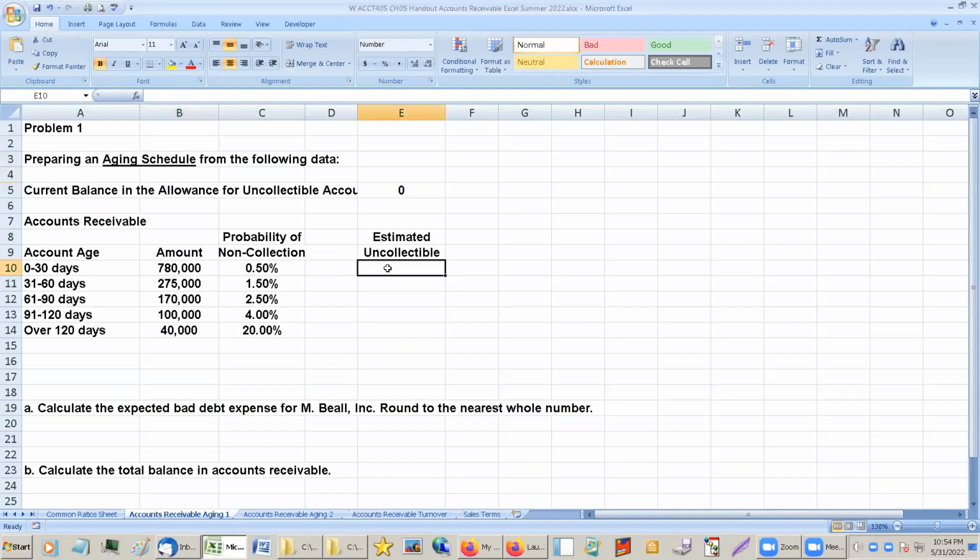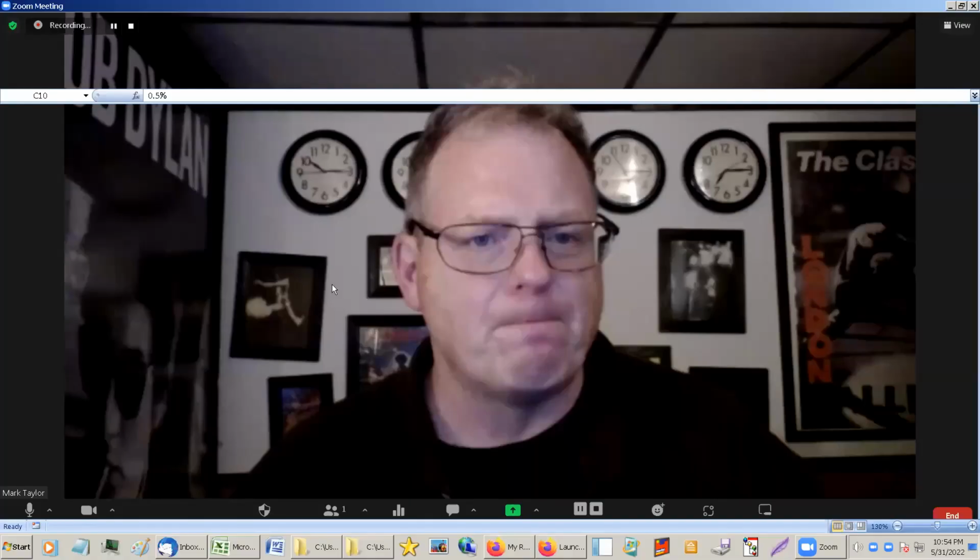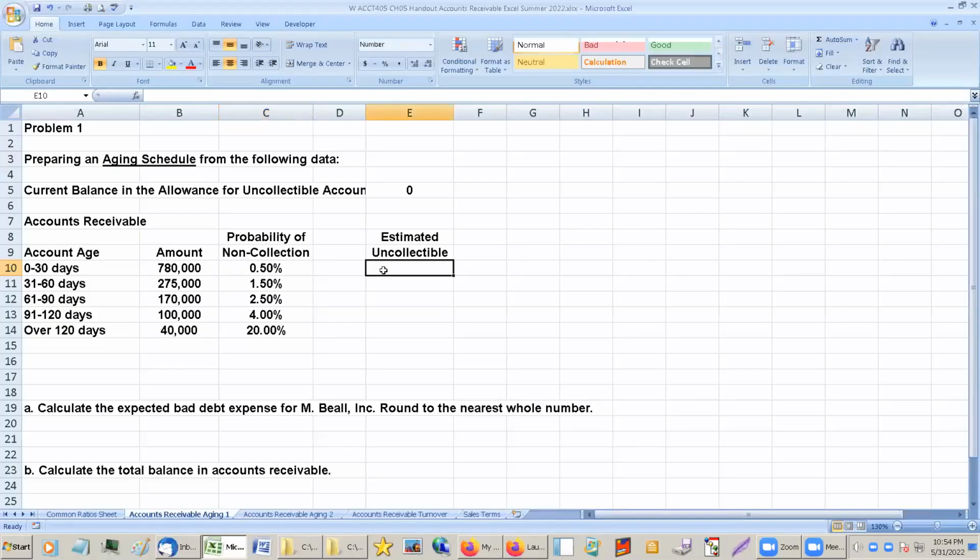So an aging schedule. What we do is we say, okay, how much of these are not going to be able to be collected? We make these sales, but for whatever reason, we can't collect them sometimes. People go bankrupt, people die, people leave the country, whatever it is. Sometimes you just don't collect them. So we have to estimate how much we can't collect, and we simply multiply these out.